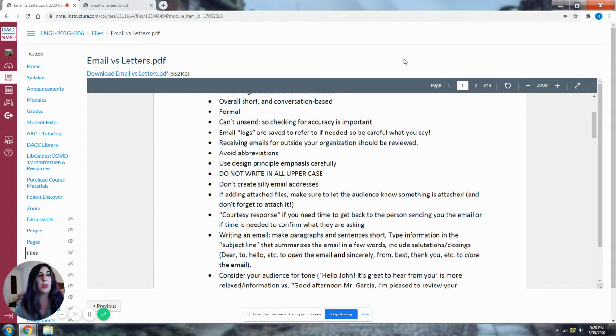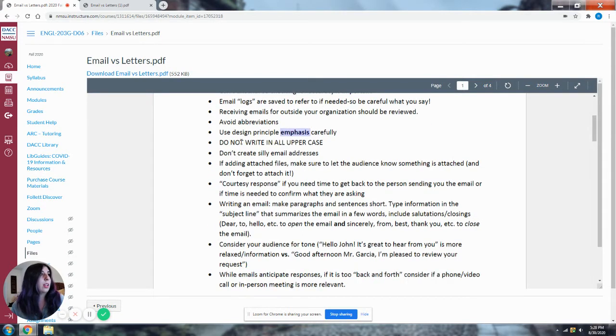Using the design principle of emphasis is used sometimes in emails. Again, emphasis is using contrast, for example, that design principle. So right here I used emphasis for you to focus on that word. You don't want to overuse it. If I send you all an email and it's a reminder that something is due, I usually use contrast on the word due with the date, just so it stands out.